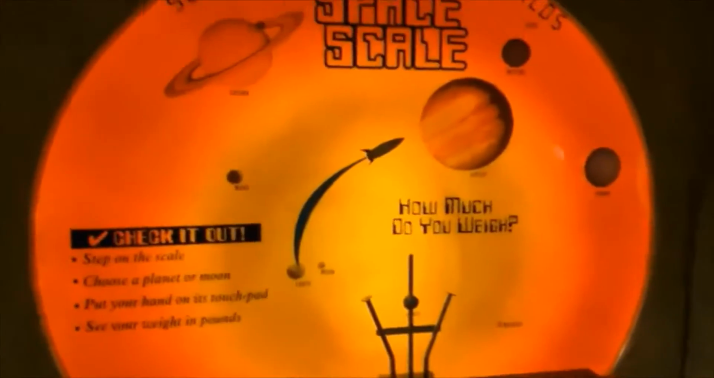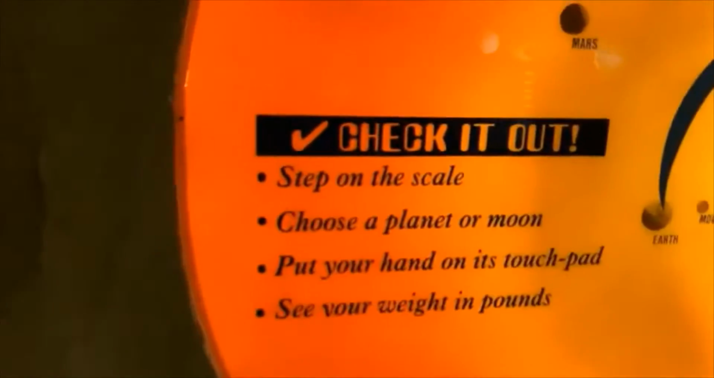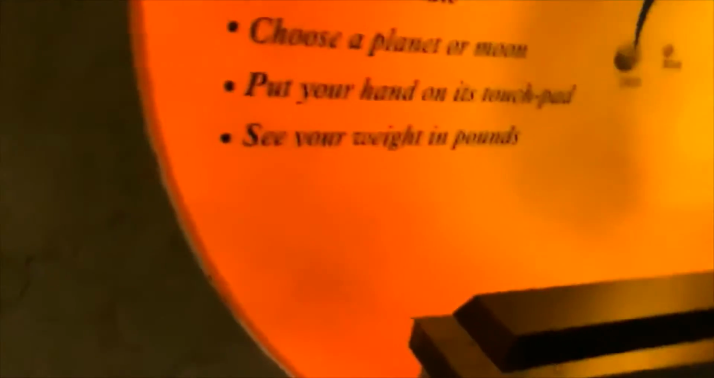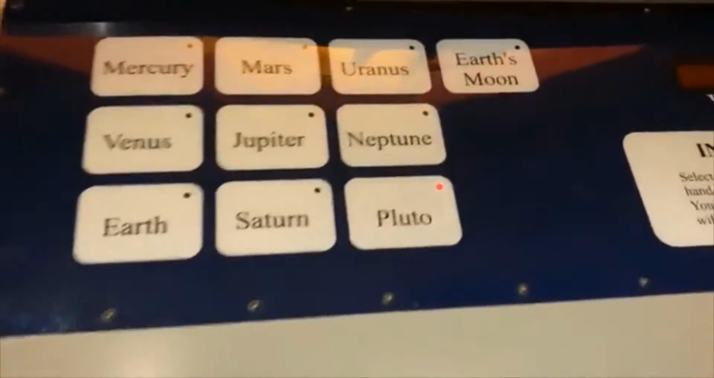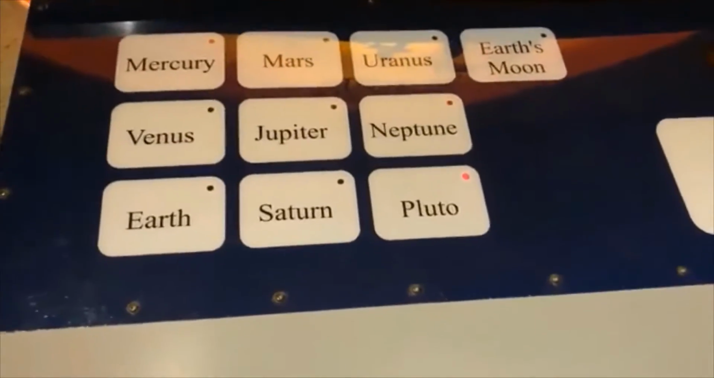And this is what the 8th graders would do. What we do is we ask for one volunteer, actually a couple volunteers. They will weigh themselves at the different planets. And then we get a second volunteer. They'll get their weight on Earth.